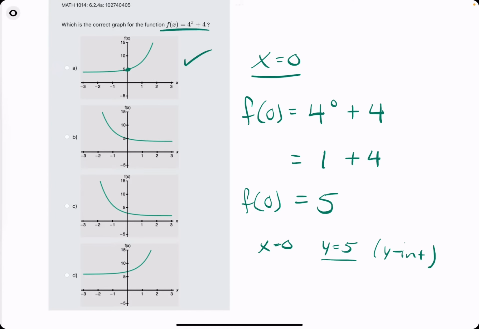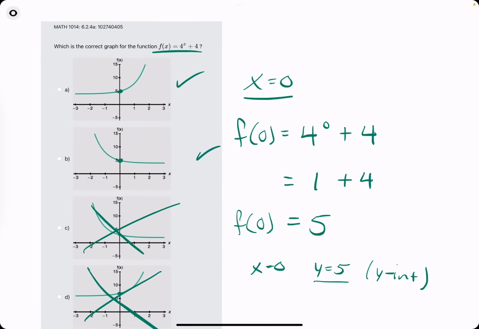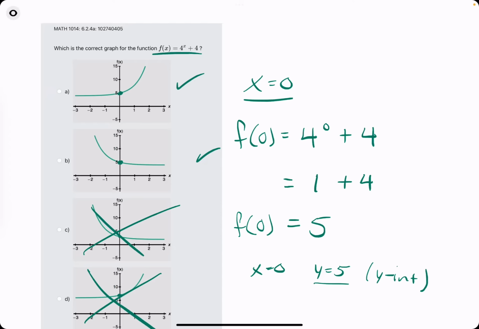So A checks out, B checks out, C does not check out. It looks like it crosses at like y equals 3, right? And then D does not check out. It's like y equals 7 maybe, okay? So A and B both cross at y equals 5.